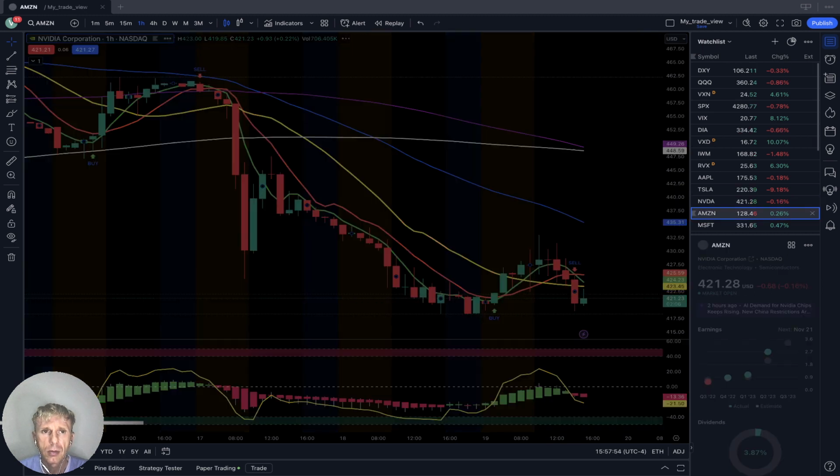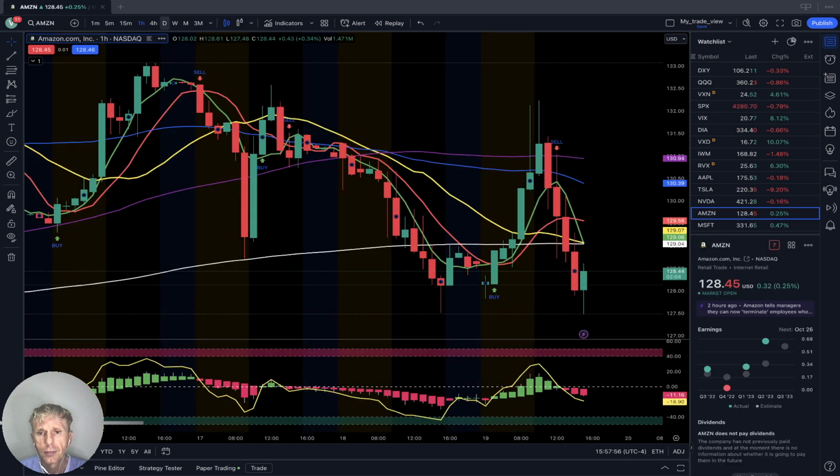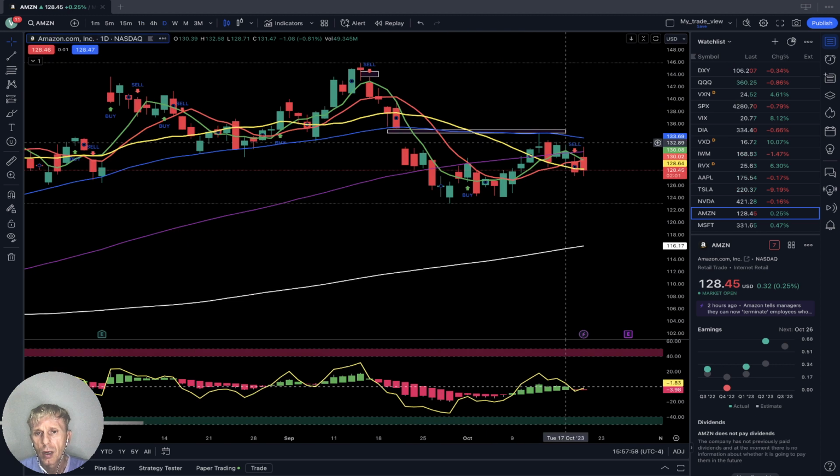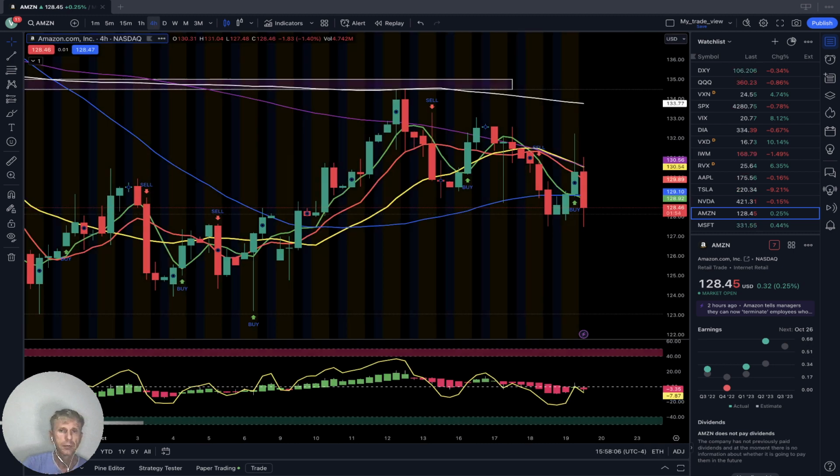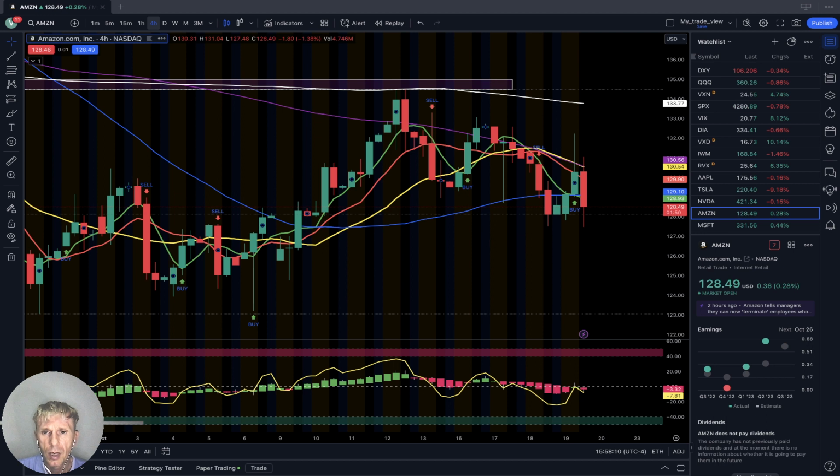Amazon plus 0.25%. Last bar closed below all moving averages except 200. Bearish reversal signal. 4 hours time frame. Last bar below all moving averages, also bearish reversal signal. Bullish divergence on RSI.